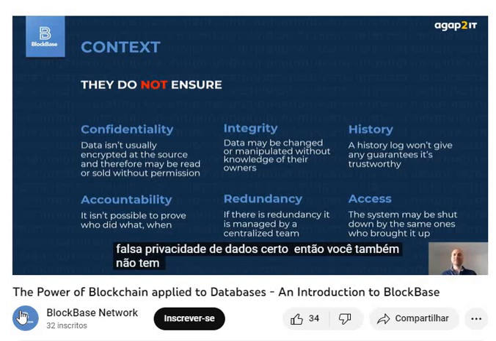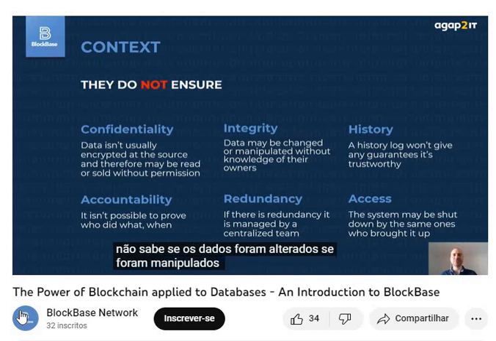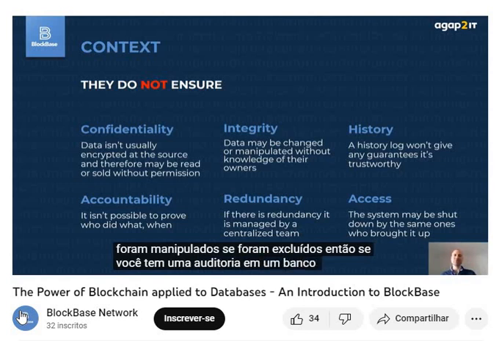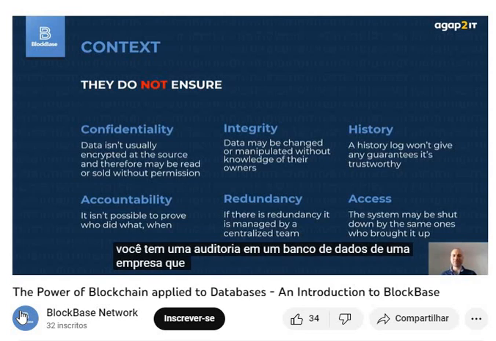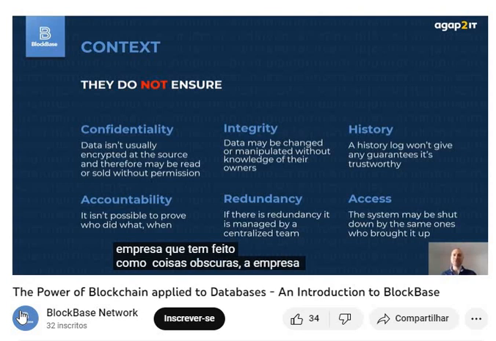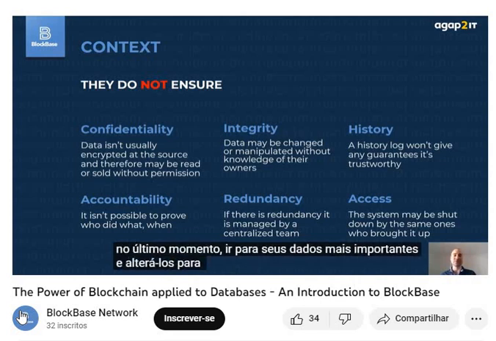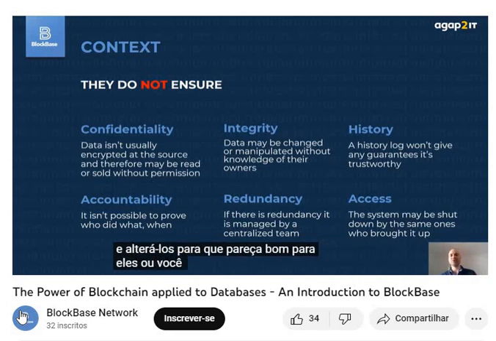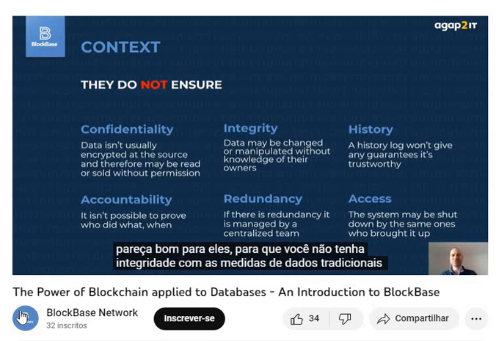So you also don't have integrity of the data. You don't know if the data was changed, if it was manipulated, if it was deleted. So if you've got an audit on a database from a company that has been doing shady stuff, the company could at the last moment go to its most important data and change it so it looks good for them, or delete it so it looks good for them. So you don't have integrity with traditional databases.